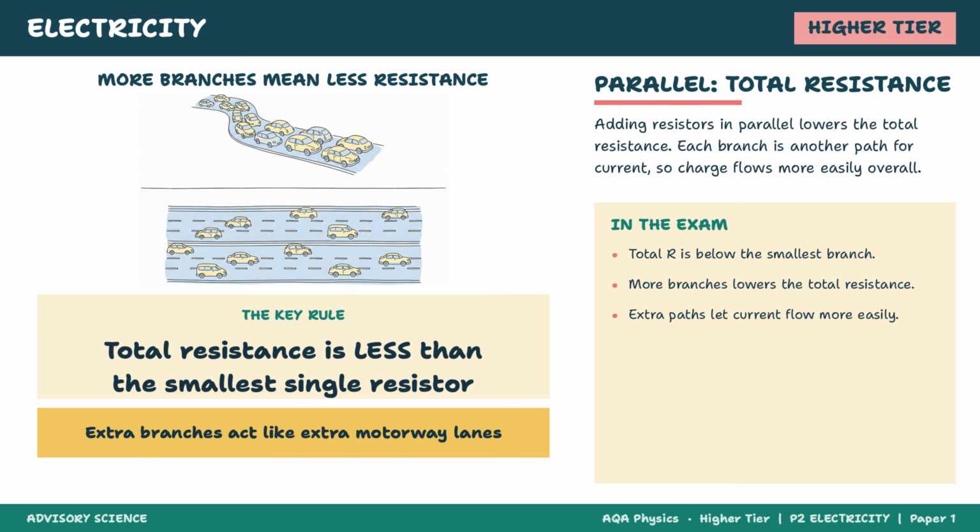Electricity. There are advanced resistor rules and alternate power formulas. The most challenging aspect of parallel circuits on a higher paper is the concept of total resistance. You must remember that adding more resistors in parallel actually lowers the total resistance of the whole circuit. This happens because adding alternative pathways is like opening up extra lanes on a busy motorway, making it easier for the overall electric current to pass through.